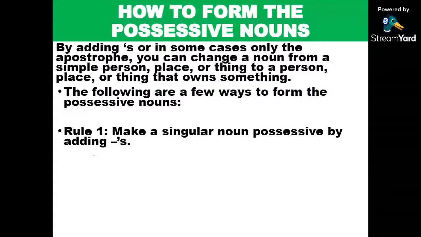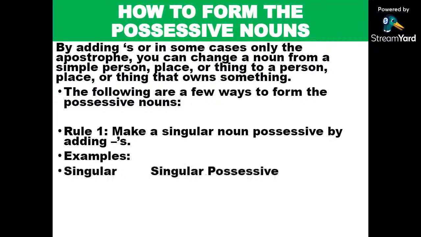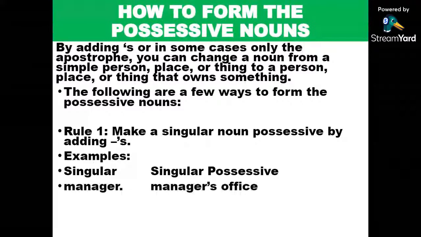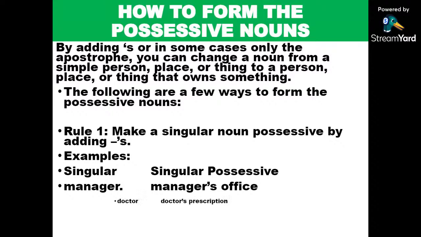For example, you look at the singular and then the singular possessive. Let's look at the word manager. It's a noun. And then if you add apostrophe and s to manager, what you have is manager's office. And let's look at the word doctor. If you also add apostrophe and s, you can have doctor's prescription or the doctor's consulting room, as the case may be.